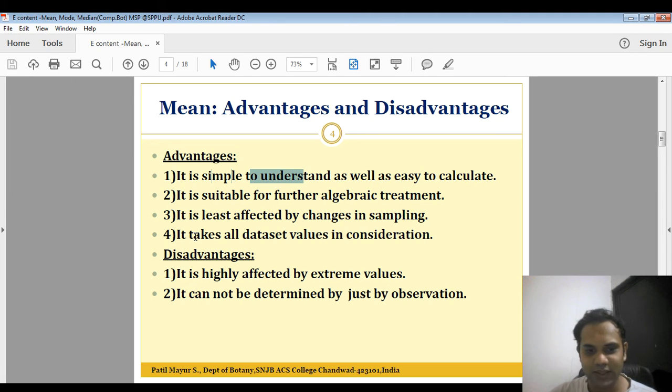What are the disadvantages? It is highly affected by extreme values. For example, if you take 1, 2, 3 and an extreme value, and you are asked to calculate the mean, it will obviously affect your mean. The second disadvantage is that it cannot be determined by mere observation. We have to calculate it.